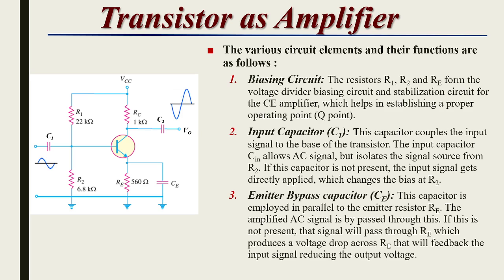The next capacitor is the CE capacitor, that is the emitter bypass capacitor. This capacitor is employed in parallel to the emitter resistor RE. The amplified AC signal is bypassed through this capacitor. If this is not present, that signal will pass through RE, which produces a voltage drop across RE, and that will feed back the input signal, reducing the output voltage. And to maintain the gain of the output signal, or to get faithful amplification, this bypass capacitor is very important.